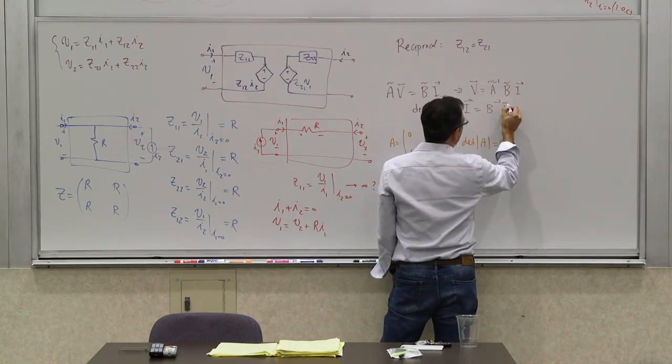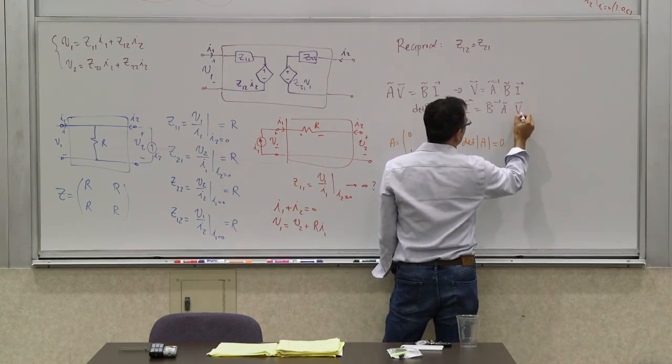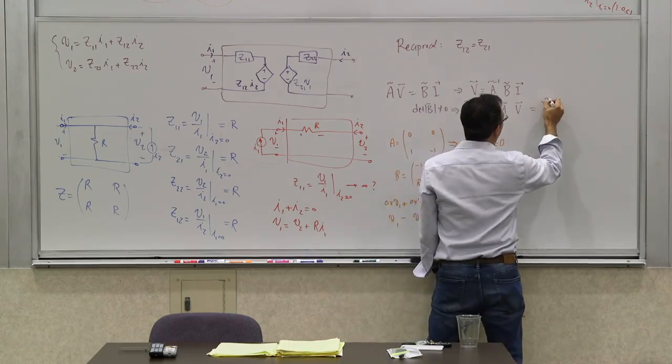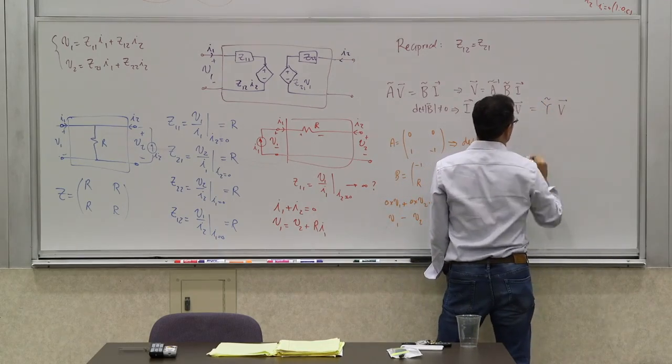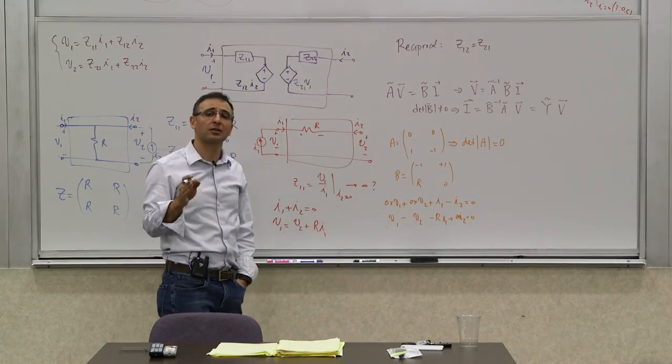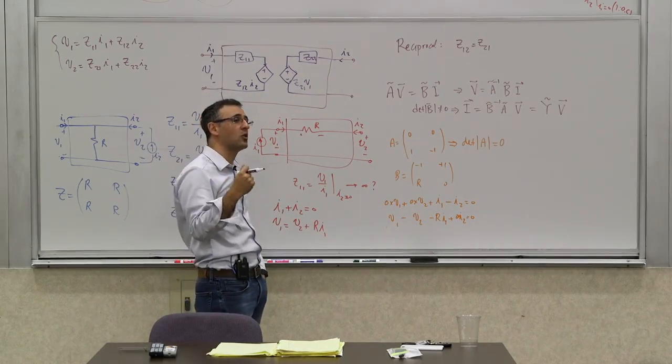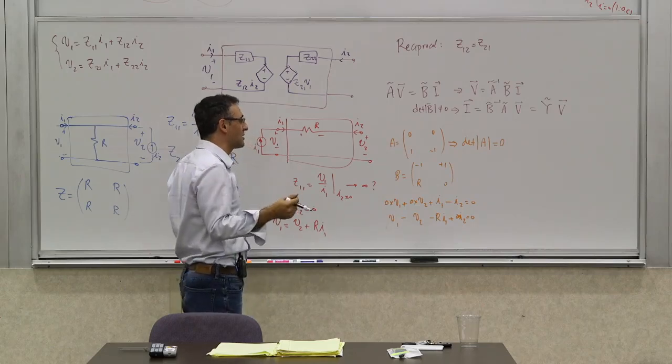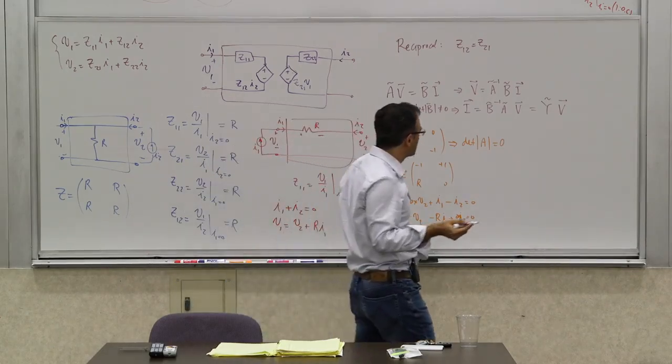And apply it to A and apply it to V. Now, this is how you get the Y parameters. Characterize the two-port with the Y parameters. Again, these Y parameters have nothing to do with the Y matrix that you get out of the nodal analysis necessarily. So this is not the same thing. It's just a similar notation.